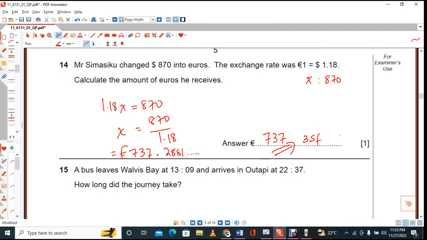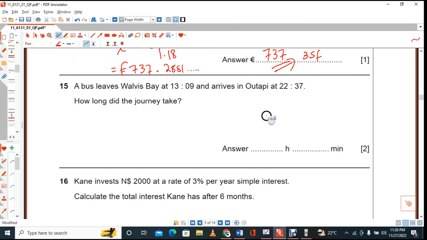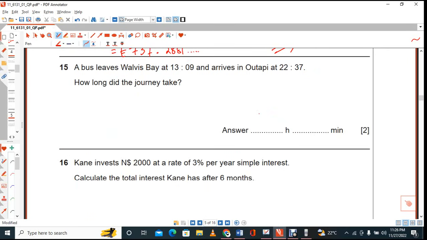So this is an example of a question where the answer is not exact. And since it's money, you can leave it to two decimal places or three significant figures as per the instruction in front of the question paper. Okay.